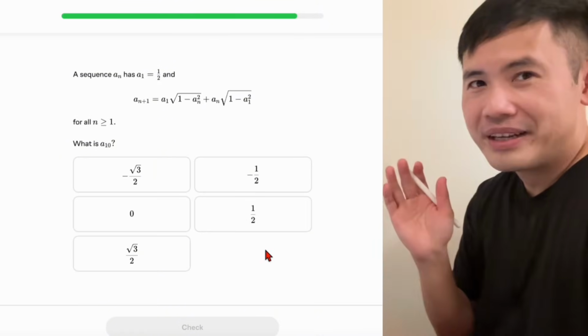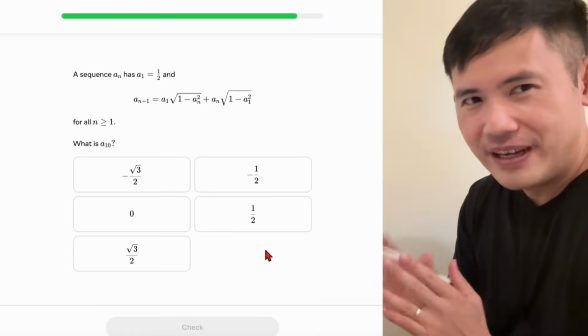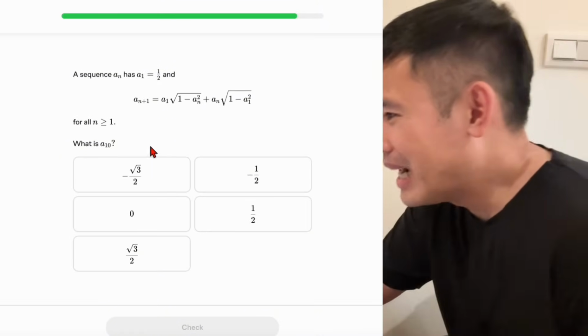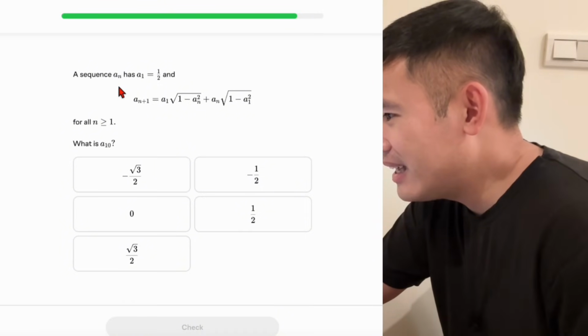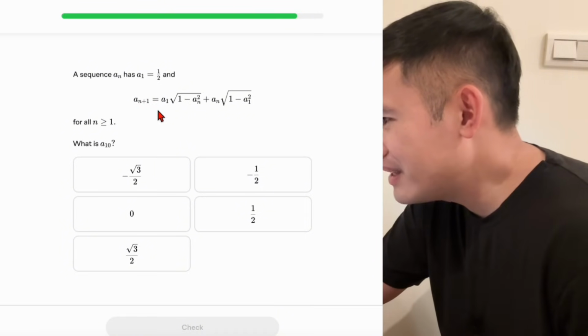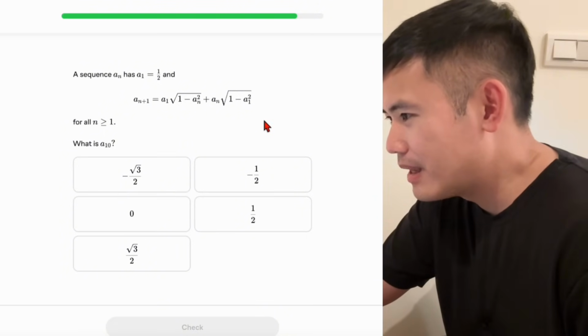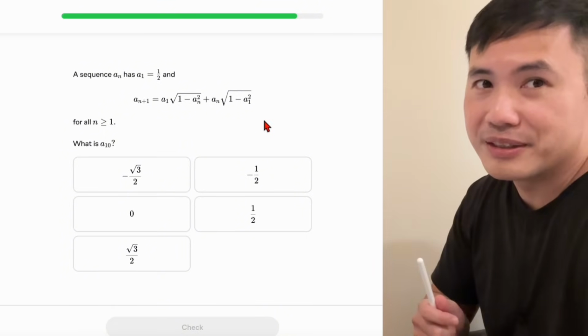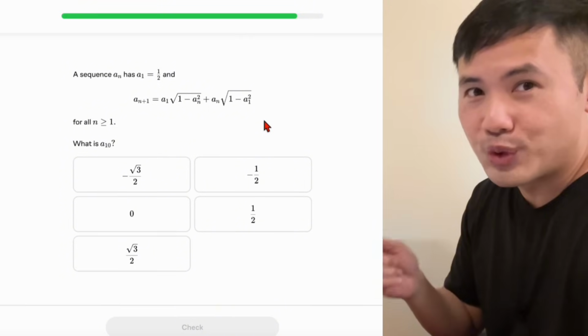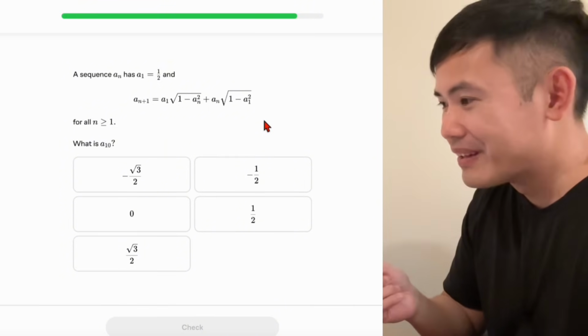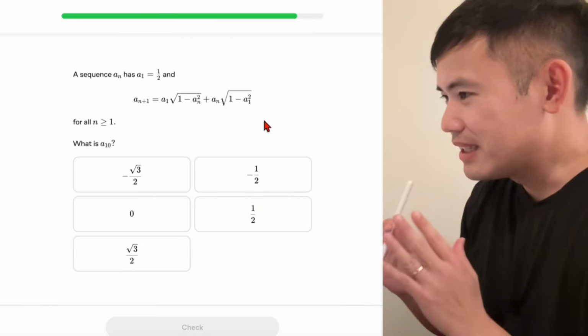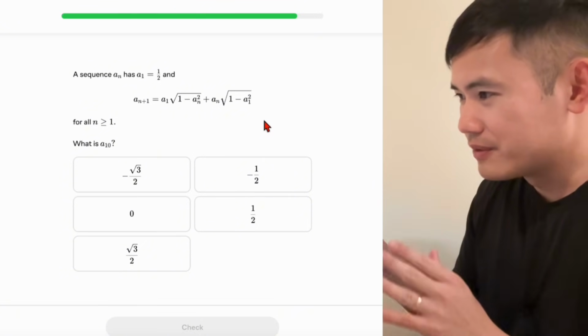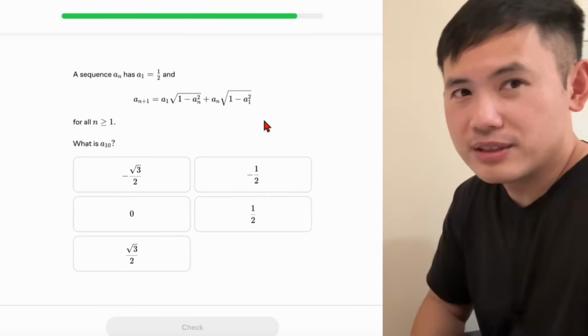All right, here's the last one for you guys. It's very, very cool. We have a sequence a_n, and a1 is equal to 1/2, and then we have this formula. And once again, we have to figure out what a10 is. Go ahead and try this one on your own. And that's it. This is the last question on this part of the lesson.